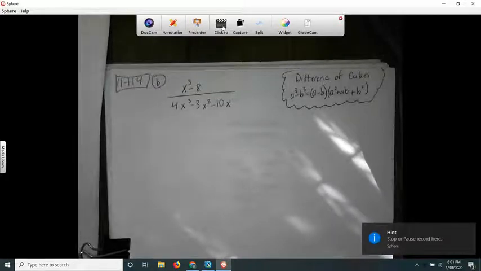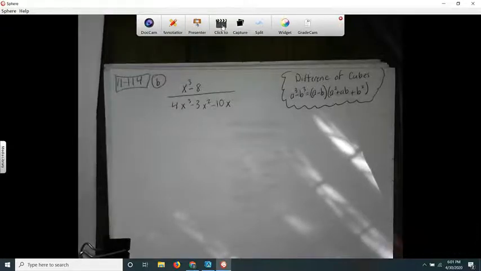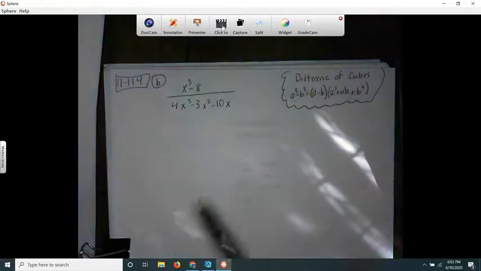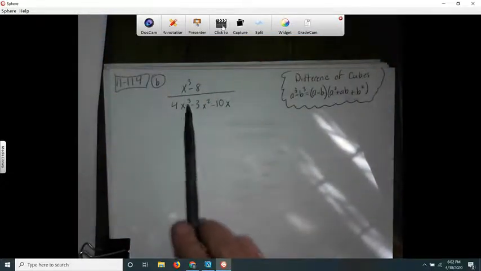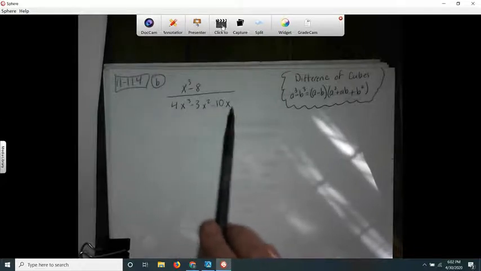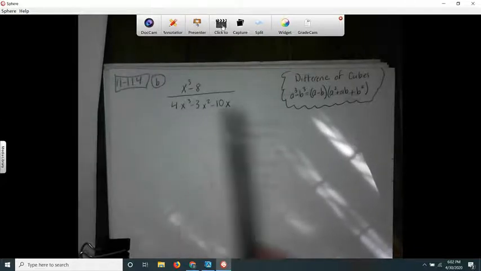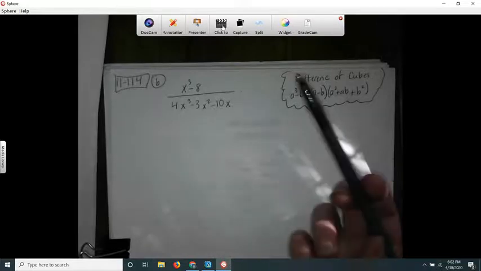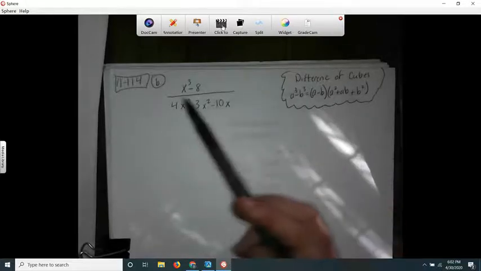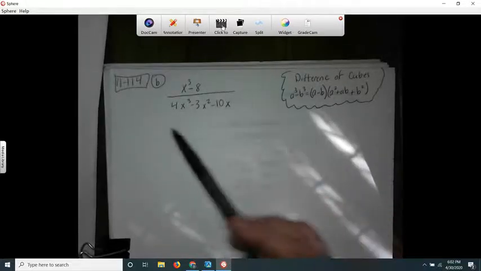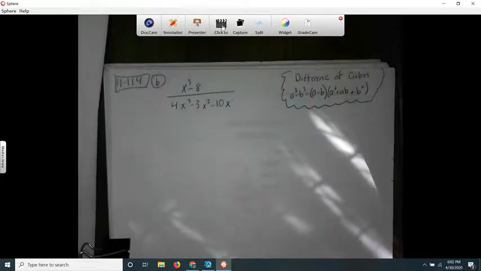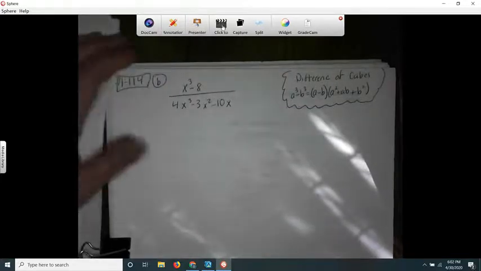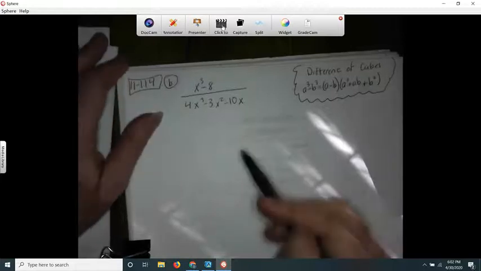Here's Integrated 3. It's one of the closure problems. CL11-114B has a typo, at least in my book. It says 4x squared minus 3x squared minus 10x. They meant 4x cubed. So maybe that was the whole problem, but I'm going to go ahead and do this problem. I did it in our Zoom meeting, but I'll do it again here, or maybe it was one just like it.